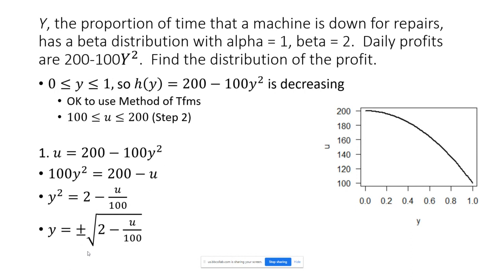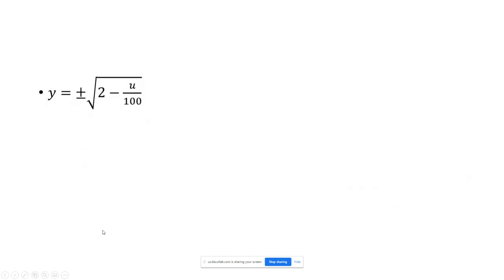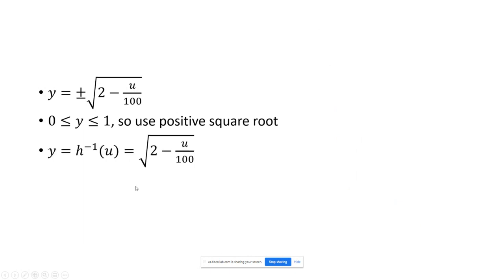Kyle? Positive. Yeah, how come? Because all the y values are positive. Yeah, by looking at the range of possible values for y, y had to be between 0 and 1. So that means we want the positive square root. So our h inverse of u is the positive square root of 2 minus u over 100.